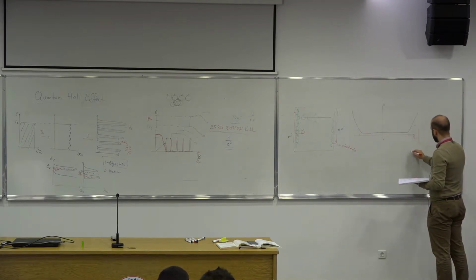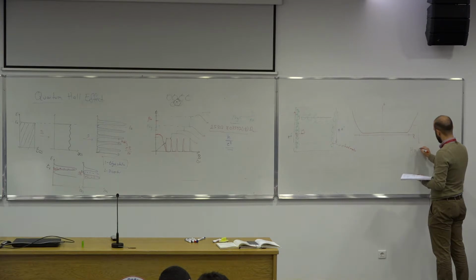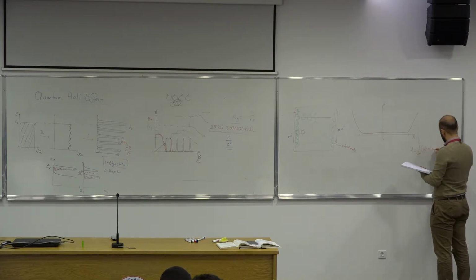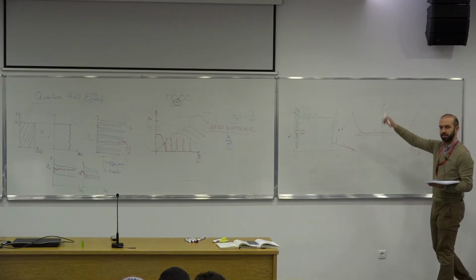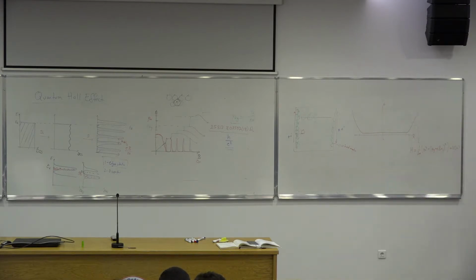So the Hamiltonian will be something like this: H = 1/2m [px² + (py + eBx)²] + V(x), which is this potential. So this is the usual Landau Hamiltonian that we have written in this Landau gauge. And this is the potential V(x) that we have for that system.